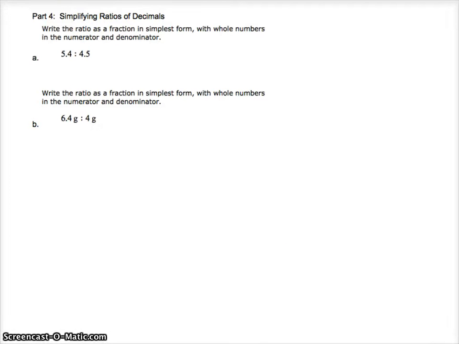Welcome to part 4, the final part for this set. It is simplifying a ratio of decimals. We're going to do this really similar to the last one, except we have to add an extra step. So here we have to write the ratio as a fraction in simplest form again.